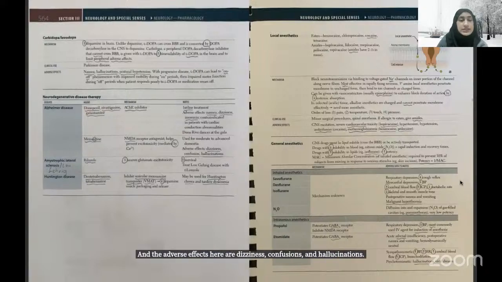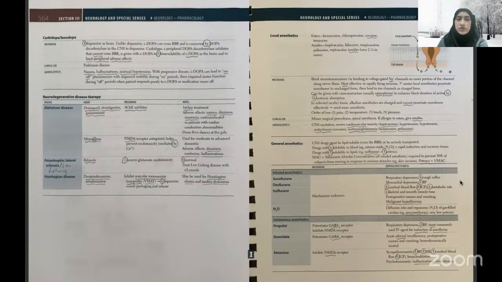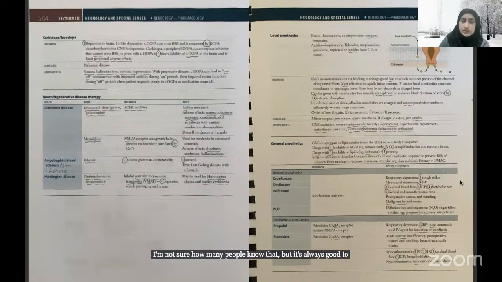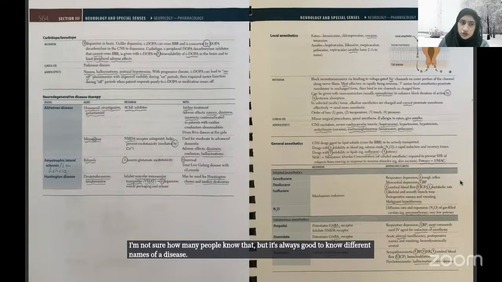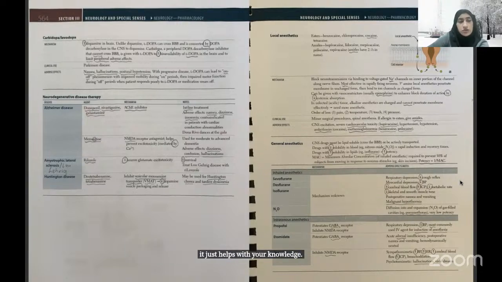Moving towards the next disease, we've got amyotrophic lateral sclerosis. There's another name for this, and it's called Lou Gehrig's disease. I'm not sure how many people know that, but it's always good to know different names of a disease. It just helps with your knowledge. The agent here, which is used, is a drug called riluzole, and this works by decreasing glutamate excitotoxicity. This increases the survival in patients who have this disease.